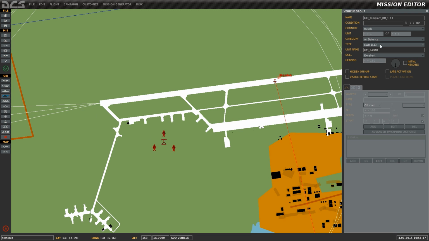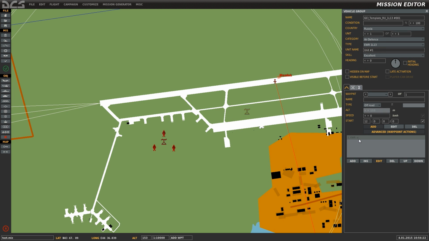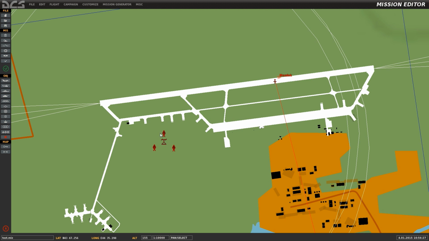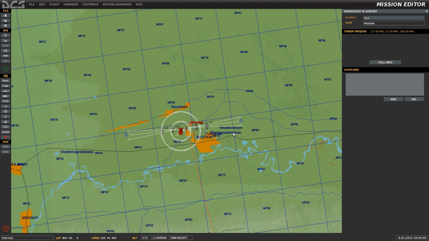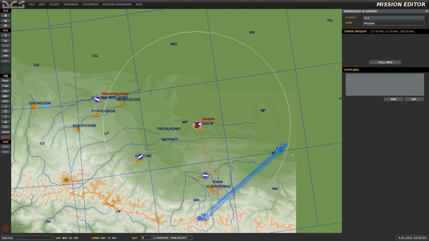A quick look at the unit tab shows that most of the Red 4 countries have access to the 1L13, although all sides do have a form of early warning radar that will work with this setup. Finally, the remaining units that surround the early warning radar system are only there to protect it. They're not necessary for its function. So now we'll take a look in-game.